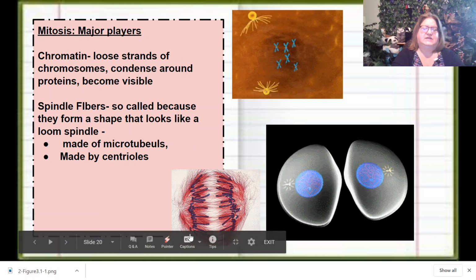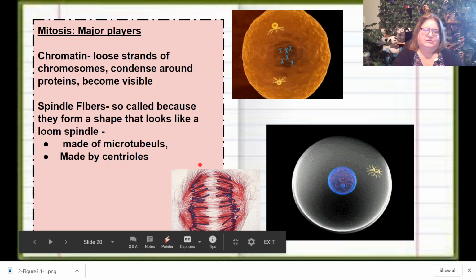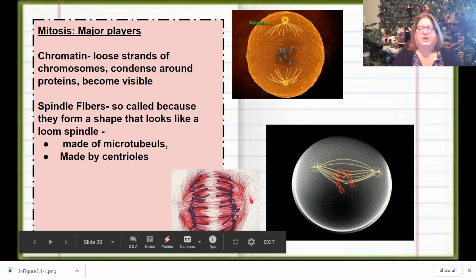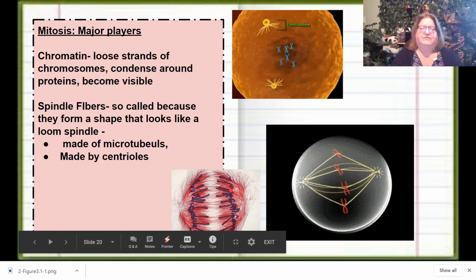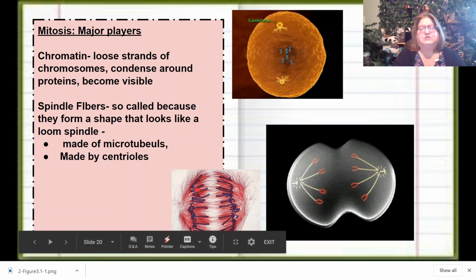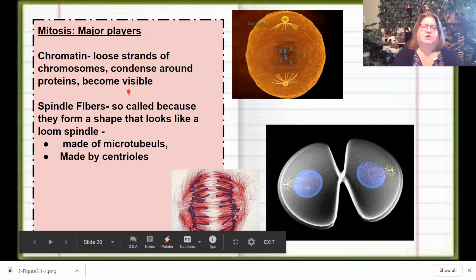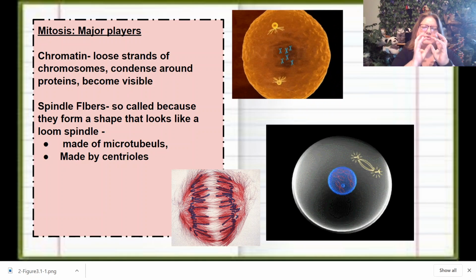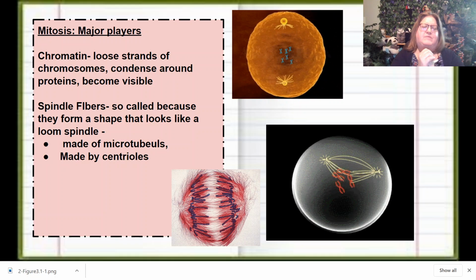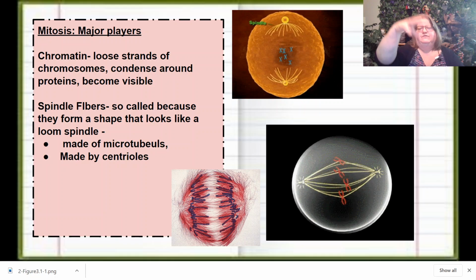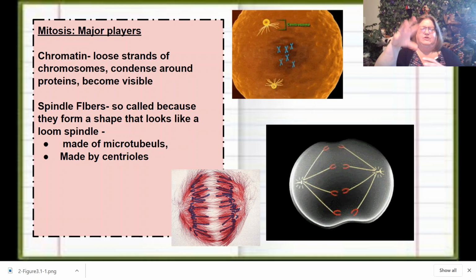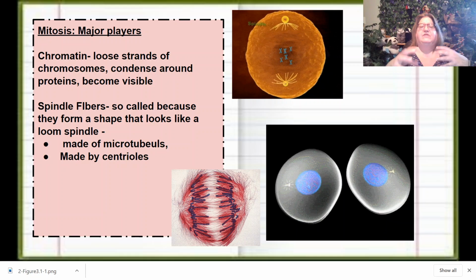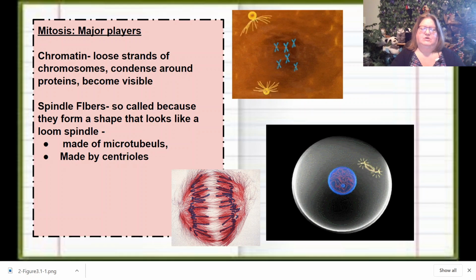So what we're going to see in the microscope, it looks like these little furry hair. Each one of those little red pieces of fur would be the spindle fibers, and they're what are pulling the dark purple chromosomes. So chromatin, loose strands of chromosomes that condense and tighten up around proteins to make the chromosomes visible. Spindle fibers, the long filamentous proteins that tether the chromosomes and move them about. They grow at the beginning and then they disappear once cell division is over.